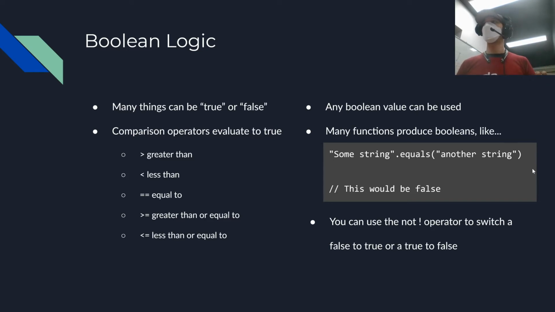It will output a Boolean value, either true or false. Okay. Lastly, you can use the not operator, which is the bang symbol, the exclamation point symbol, to switch between true and false. So bang true is false. Bang false is true. All right. Questions about that so far? Cool.